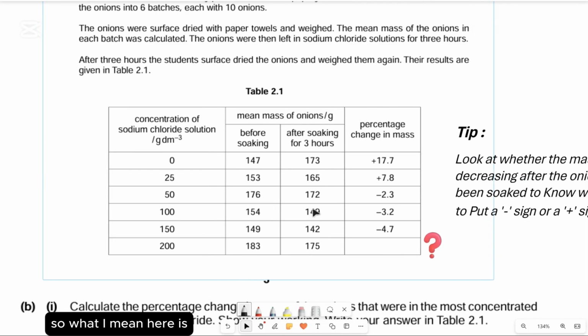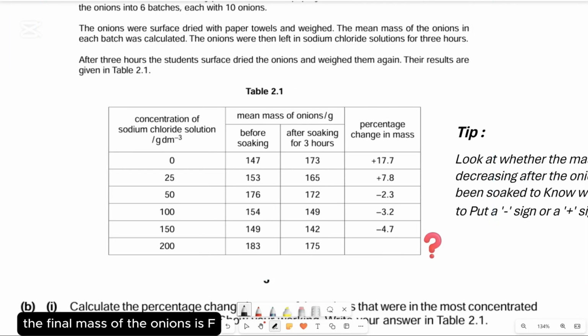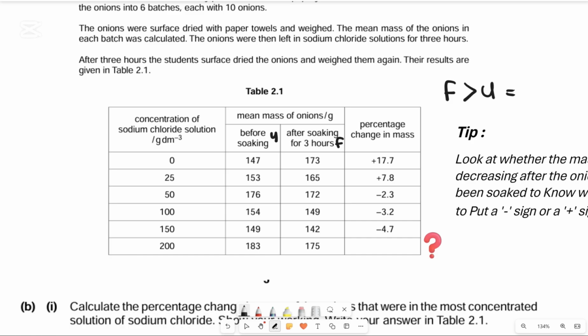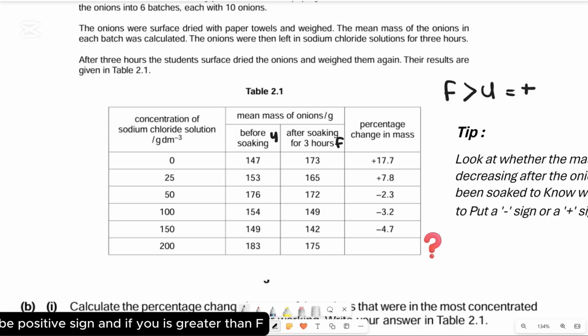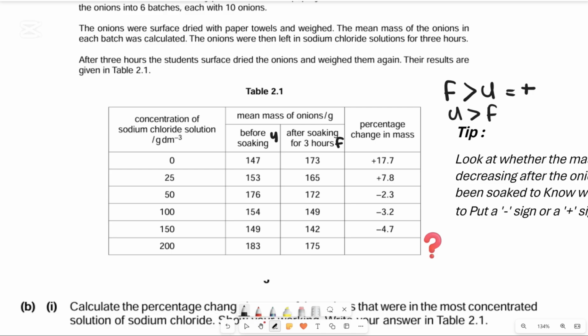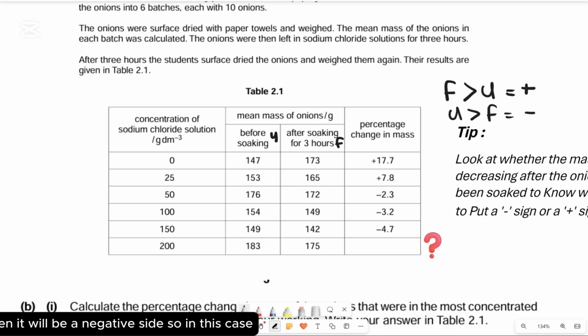Okay, so what I mean here is the final mass of the onions is F, which is after soaking for 3 hours, and before soaking is the initial mass, which will give U. So if F is greater than U, then it will be, try to guess what it will be. It will be a positive sign. And if U is greater than F, then it will be a negative sign.